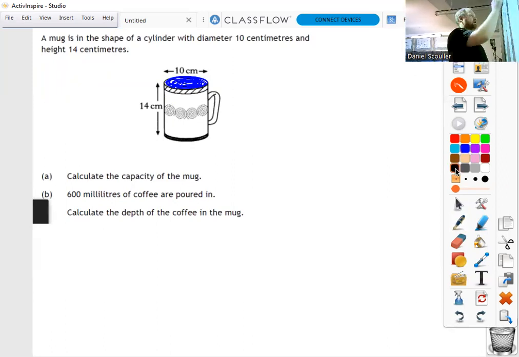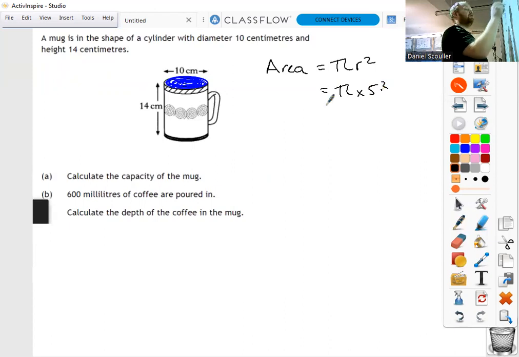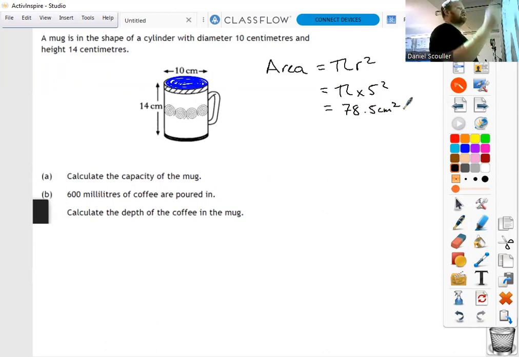So the area of the circle is pi r squared. Again, you don't get given that in your formula sheet, you have to know that. So the area of that blue circle that I've put up there is pi times 5 squared, which is 78.5 centimeters squared. Remember the areas are squared. So length would just be centimeter, area, centimeter squared, and volume would be centimeter cubed.